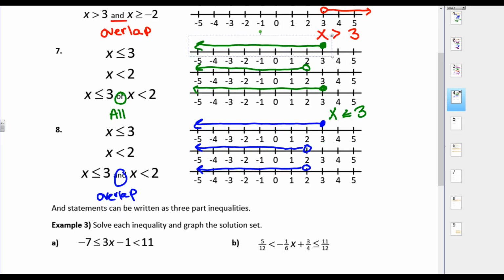So in number 8, it's an "and" equation, so we're going to take the overlap, so my final answer is just x is less than 2.